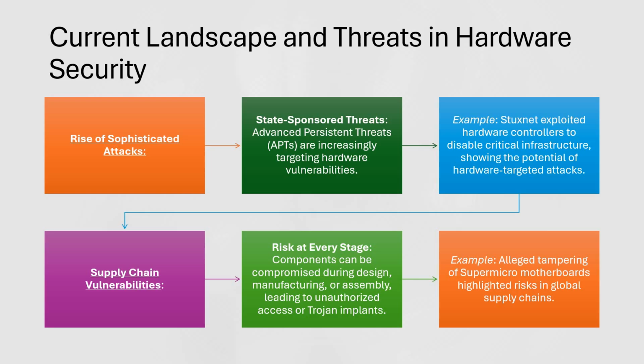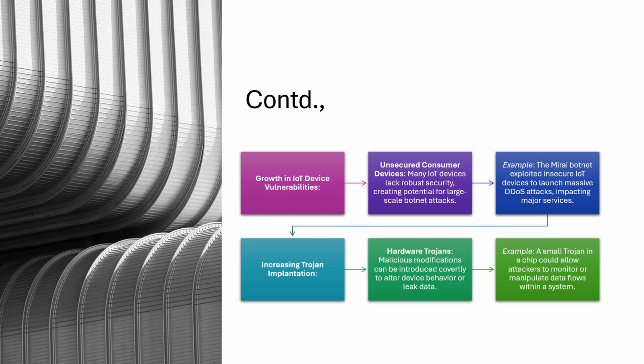For example, you can tamper with any hardware. In history, Supermicro motherboards highlighted risks in global supply chains. So that's one thing that we can look into as an example here. The tampering of Supermicro motherboards is the simplest case study that you can highlight here, and you should be very careful about it.